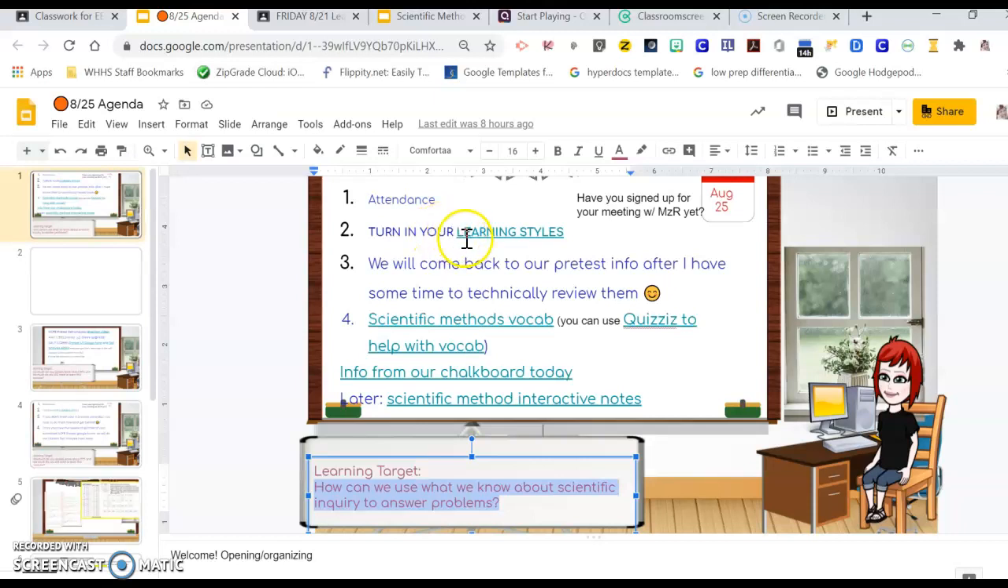I do need to take up your learning styles. Make sure that you've turned that in. Every single person needs to turn that in to me ASAP. First period's got pretty much everybody turned in. Third period has quite a few people that still need to do it.